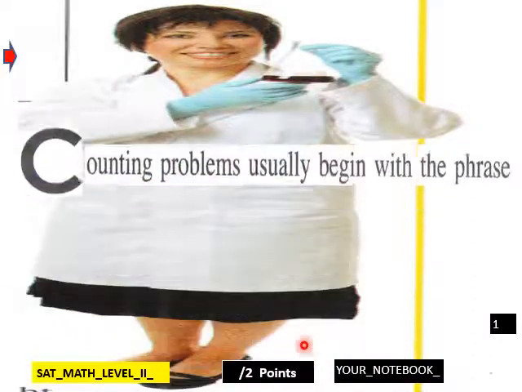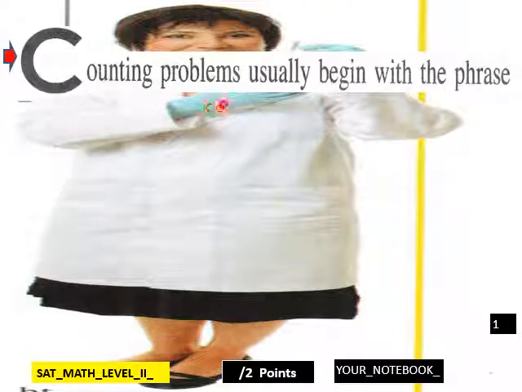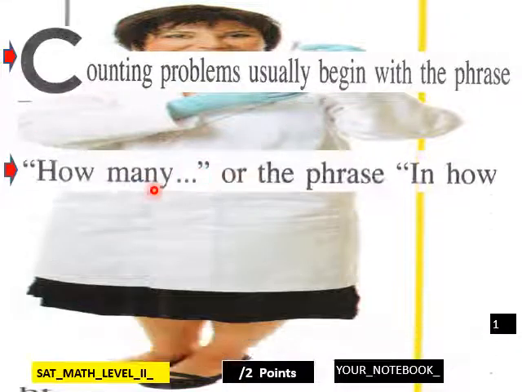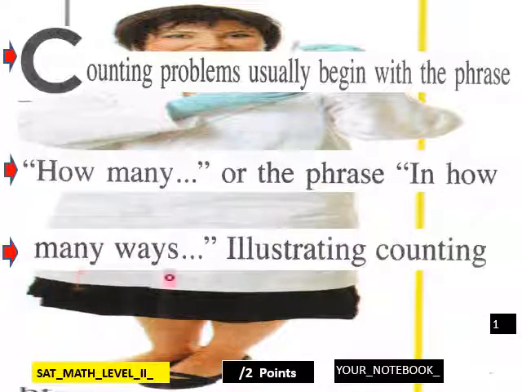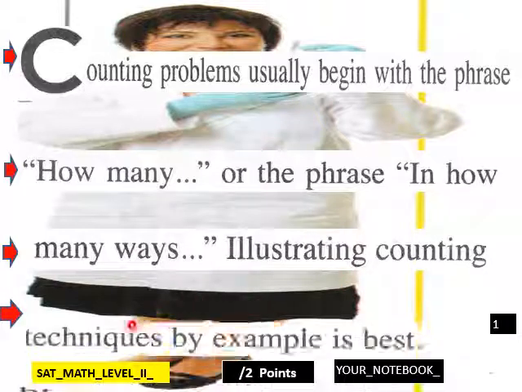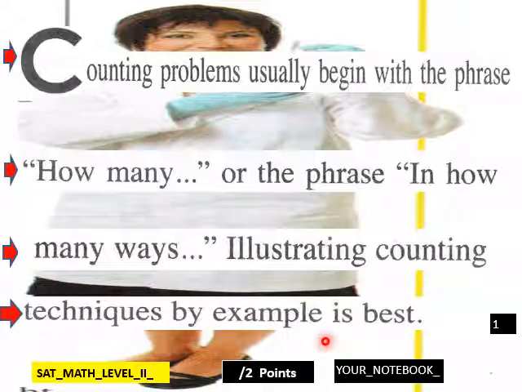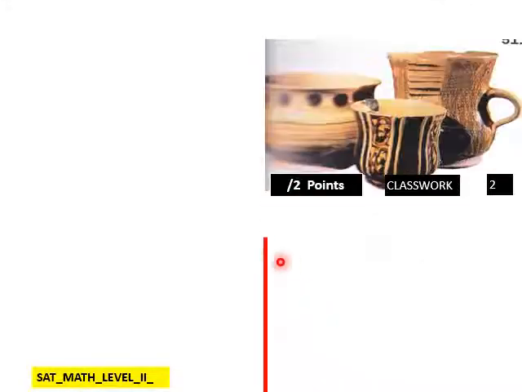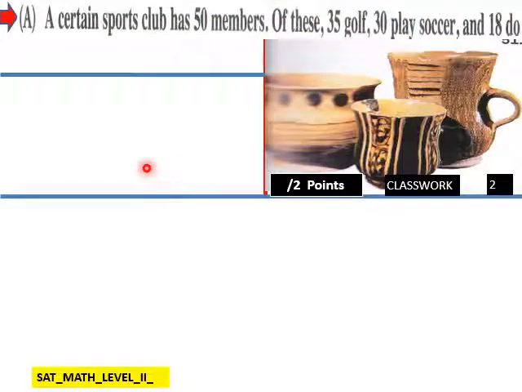Let's go right into our first notebook entry. Counting problems usually begin with the phrase "how many" or the phrase "in how many ways." Illustrating counting techniques by example is best, so to illustrate these issues, we'll go into examples. If you need to brush up on counting problems, I have review packets available for those. But this is what we'll go into here.